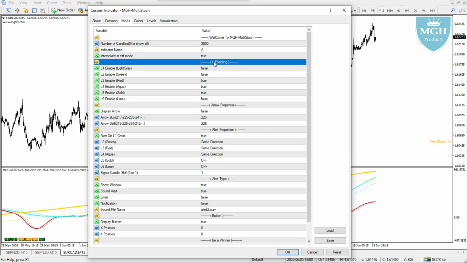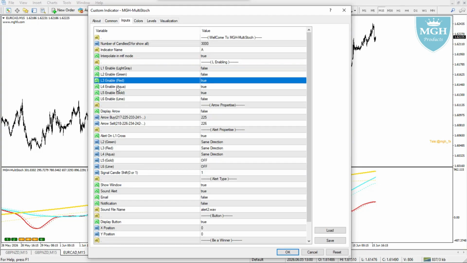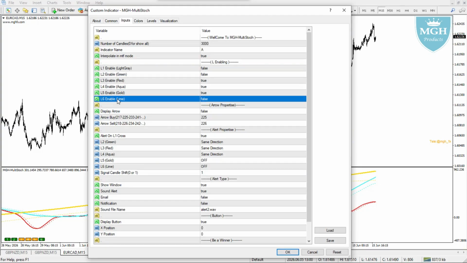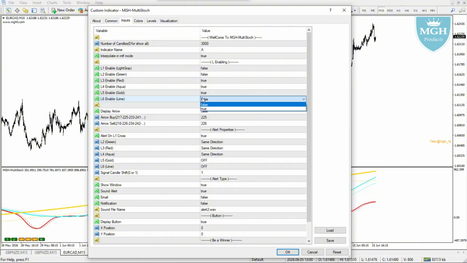Now this section, line enabling. Here we have 6 lines, L1 to L6. Each line is one time frame. Each line has its own color: light gray, green, red, aqua, gold, and lime. You can turn each line on or off from here.